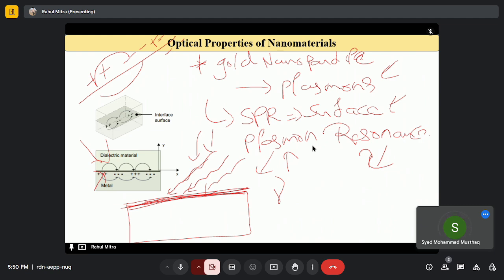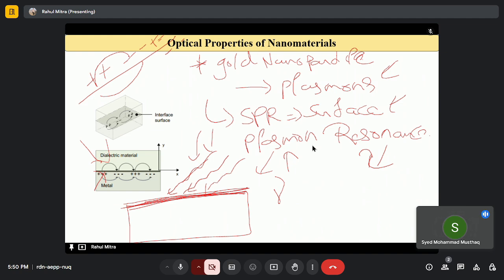So for that to happen, it is not possible in flat surfaces because it just traps it. Now, why doesn't it happen? Because the momentum of light, or the momentum of electromagnetic radiation, is different from the momentum of surface plasmons.